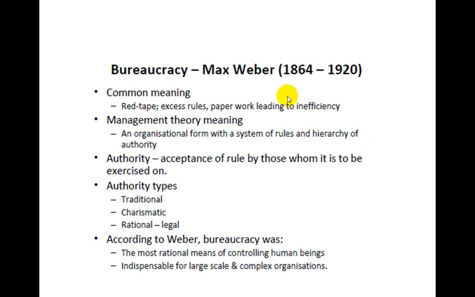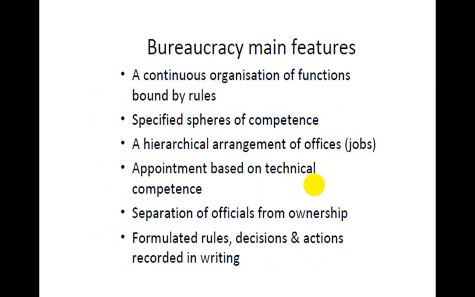Bureaucracy, Max Weber, 1864 to 1920. Common meaning: red tape, excess rules, paperwork leading to inefficiency. Management theory meaning: an organization formed with a system of rules and hierarchy of authority. Authority: acceptance of rule by those over whom it is exercised. Authority types: traditional, charismatic, rational, legal. According to Weber, bureaucracy was the most rational means of controlling human beings, indispensable for large-scale and complex organization.